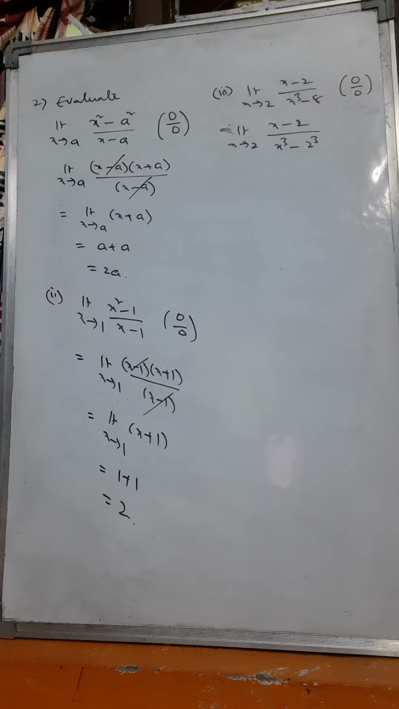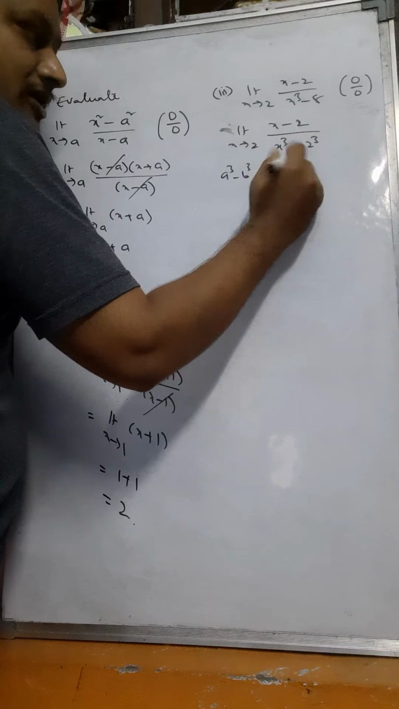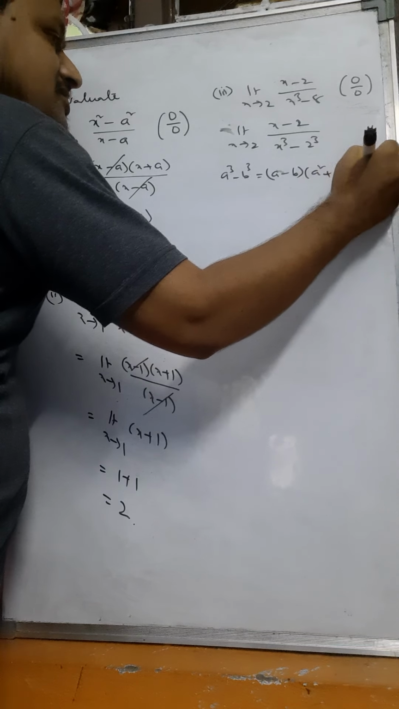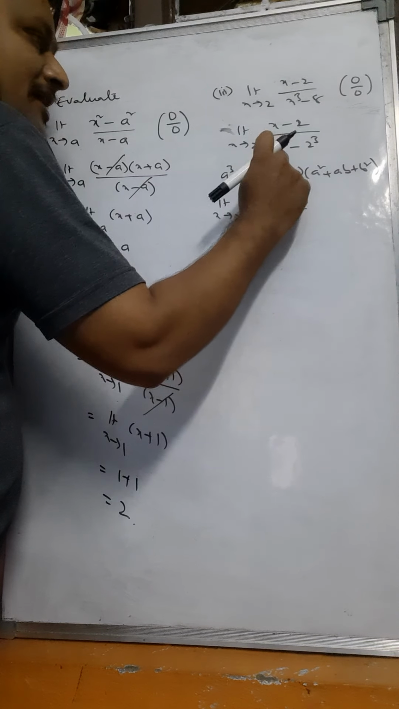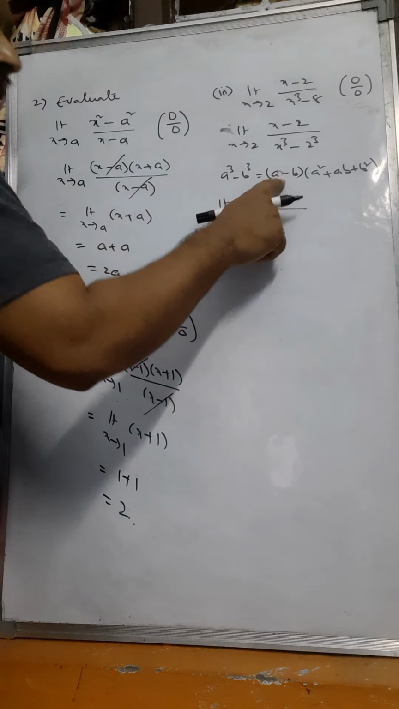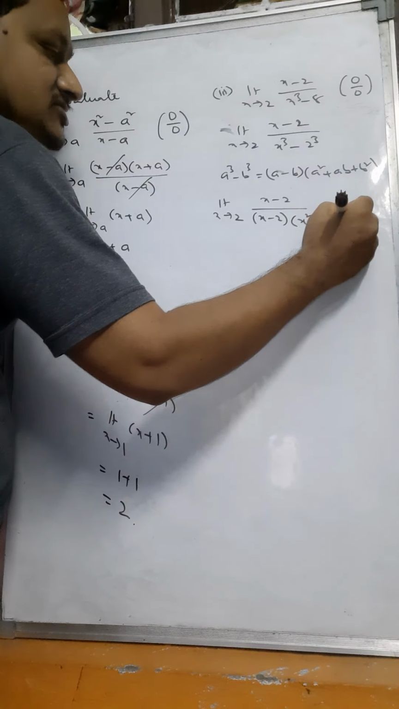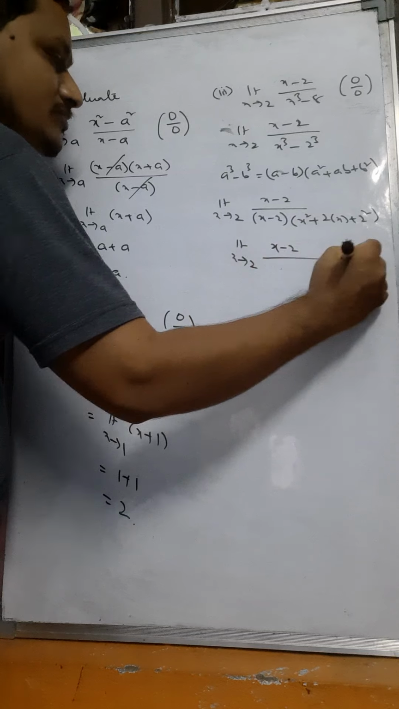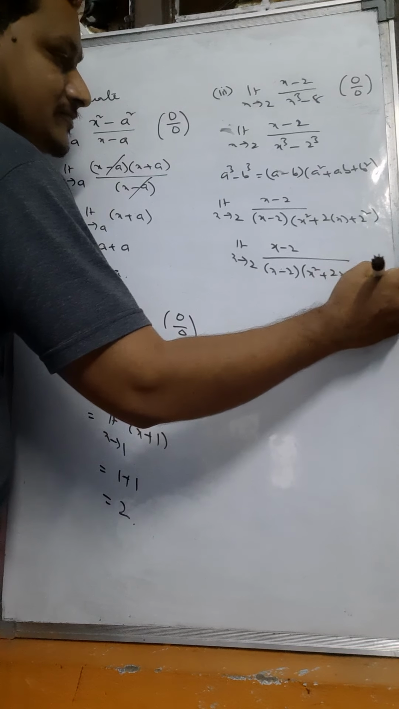Now the a cube minus b cube formula: a cube minus b cube is equal to (a minus b) into (a square plus ab plus b square). So from this, limit x tends to 2, (x minus 2) by (x cube minus 2 cube), we can write it as (x minus 2) into (x square plus 2 into x plus 2 square). So that is limit x tends to 2, (x minus 2) by (x minus 2) into (x square plus 2x plus 4).